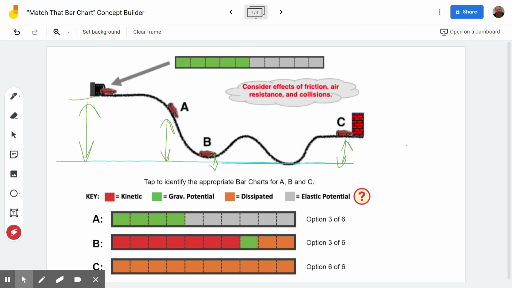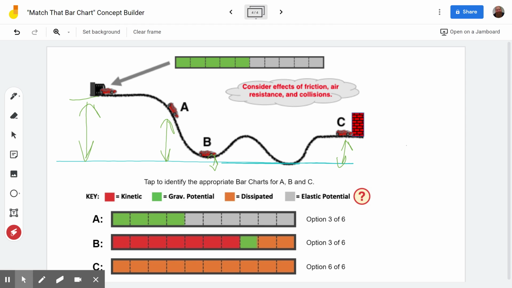Then the second thing you'll want to look at is dissipated. The amount of dissipated energy should increase as this continues along the track, because it says consider the effects of friction, air resistance, and collisions. The friction and the air resistance are the key thing for what I'm saying right now. As it continues to roll along the track, it's going to lose some energy to friction to turn into heat. So it will have lost some by A. That's how we know A is wrong. It should have some of this orange color.